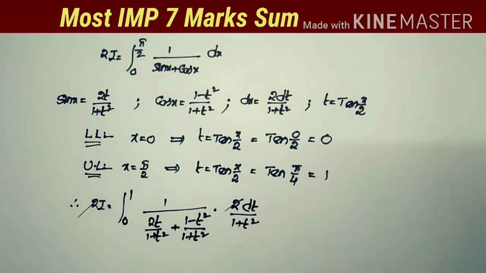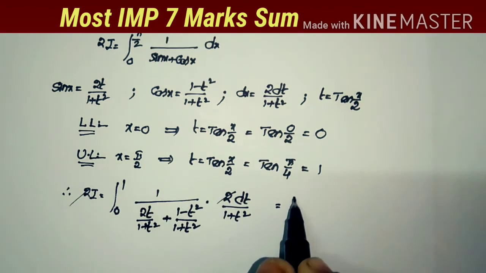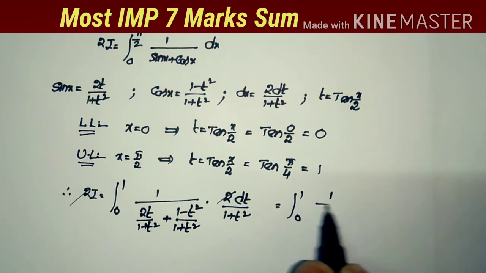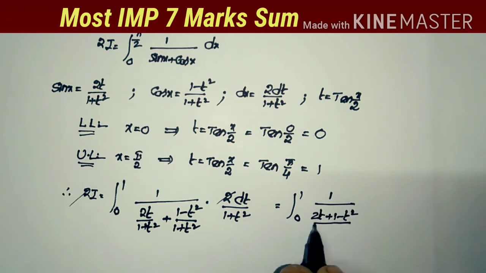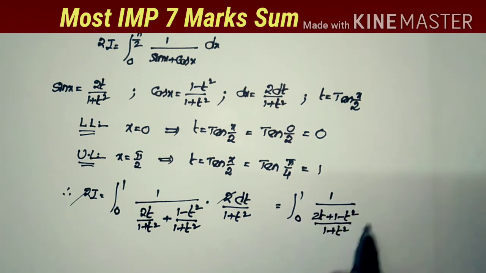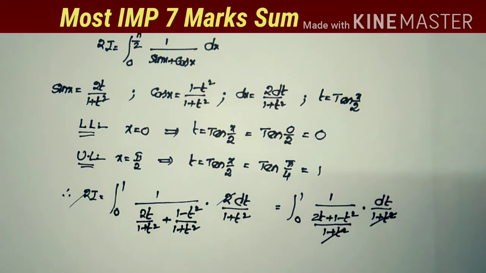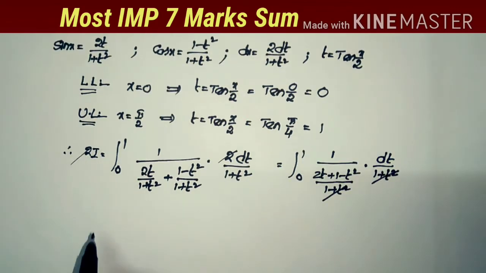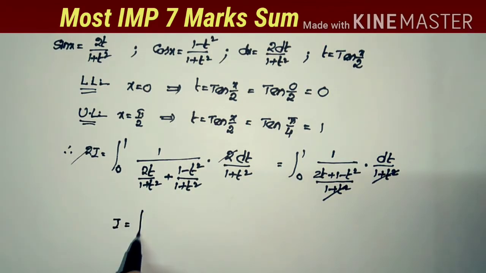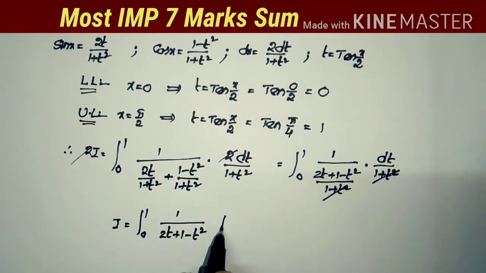Now here 2 and 2 get cancelled, and this equals the integral from 0 to 1 of 1 by (2t plus 1 minus t square) by (1 plus t square) into dt by (1 plus t square). Now here 1 plus t square and 1 plus t square get cancelled. So I equals the integral from 0 to 1 of 1 by (2t plus 1 minus t square) into dt. Now how do we take the integration at this step?